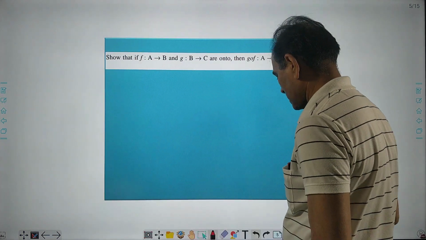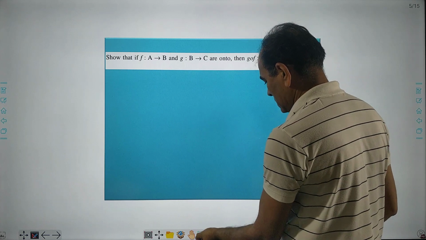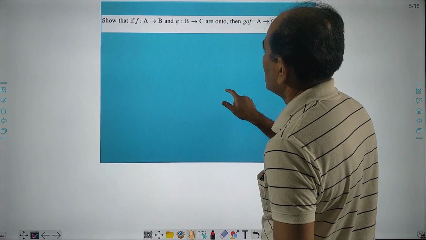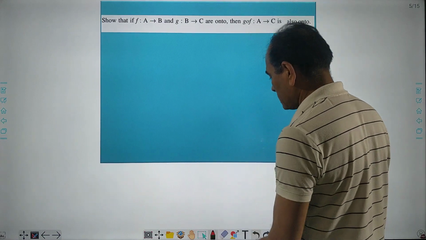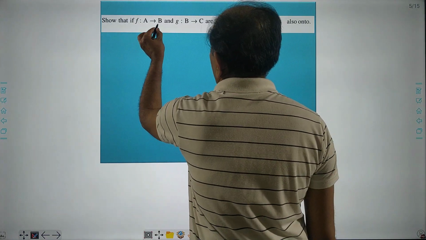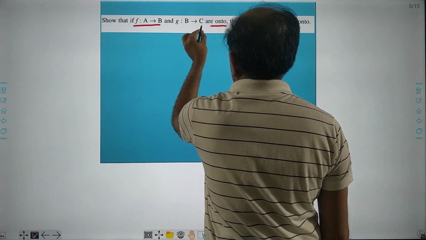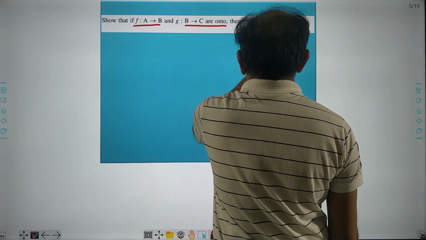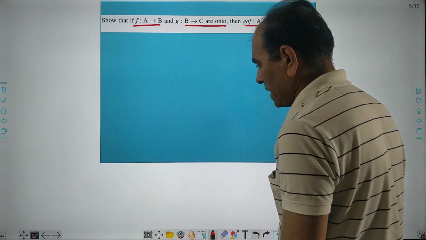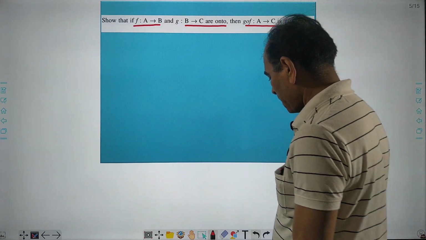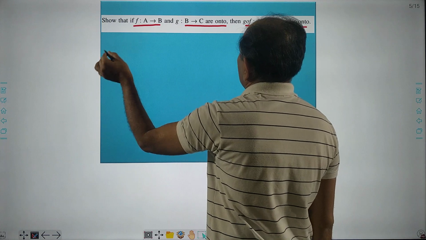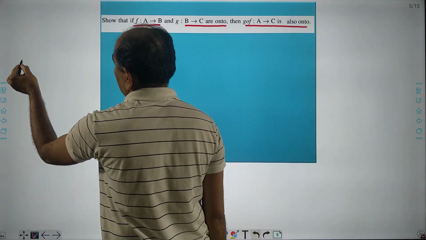Now see here. A very important thing: if f from A to B and g from B to C are onto, then g of f is also onto. That thing we want to prove here. Now see, let us define the definition of an onto function.